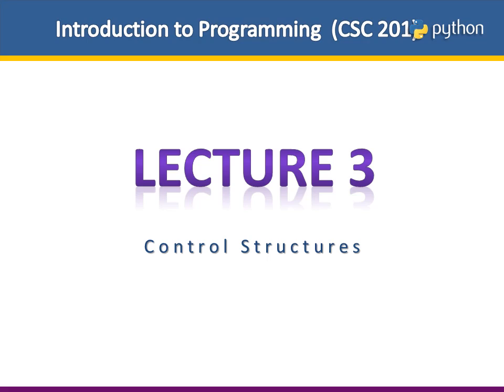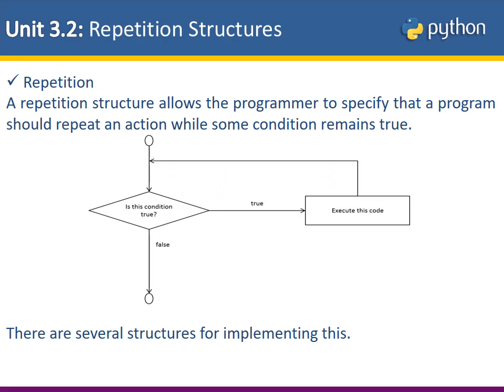So we discussed two major categories of control structures, and the last lecture we did was on selection control structures. So today we'll be looking at repetition structure. That is what we'll be looking at today. And repetition structure allows the programmer to specify that a program should repeat an action while some condition remains true.